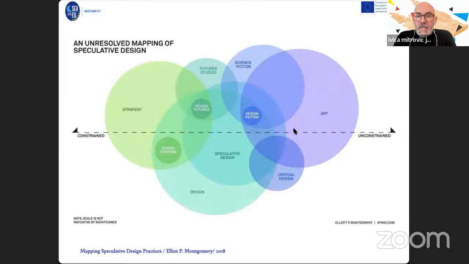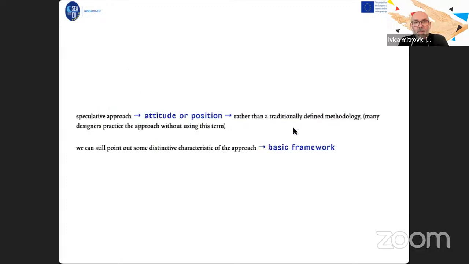And this practice is related to a series of similar practices. There is lots of overlapping between different practices: critical design, design fiction, radical design, discursive design, traditional design, and so on and so on. It's not really a hard, closed and defined discipline. It's more of an approach. It could primarily be seen as an attitude or position rather than a traditionally defined methodology.